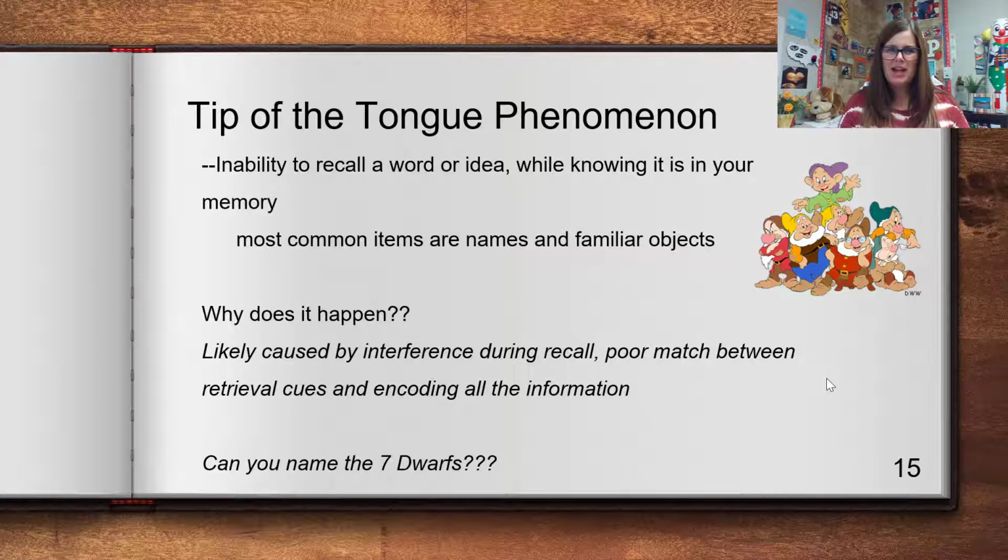And why does it happen? What happens with tip of the tongue? There's probably some type of interference during recall. And it could be a poor match between the cues that you're being given and how you encoded that information. So you might remember the tip of the tongue activity that we did with the TV theme songs. Or if I were to ask you if you could name the 7 dwarfs, could you do that? Could you rattle off and name all of the 7 dwarfs? You might struggle when you get to number 5, 6, and 7.